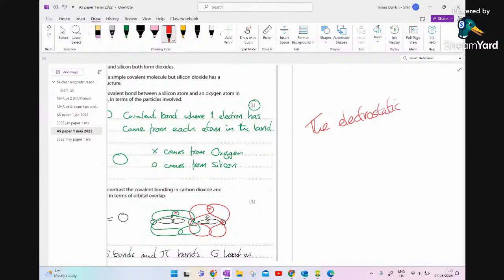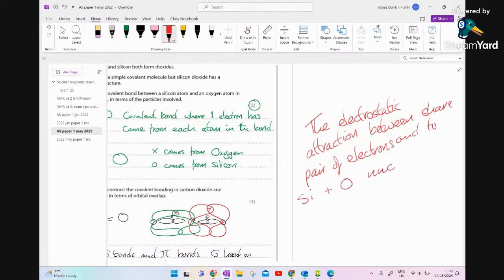If you've got a problem with it, don't watch these videos. The electrostatic attraction between the shared pair of electrons and the 2 nuclei. Shared pair of electrons and the silicon and oxygen nuclei.